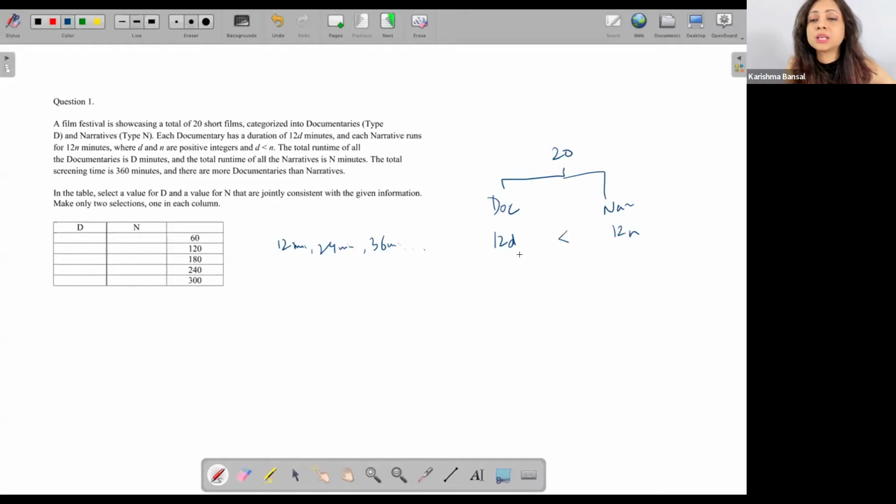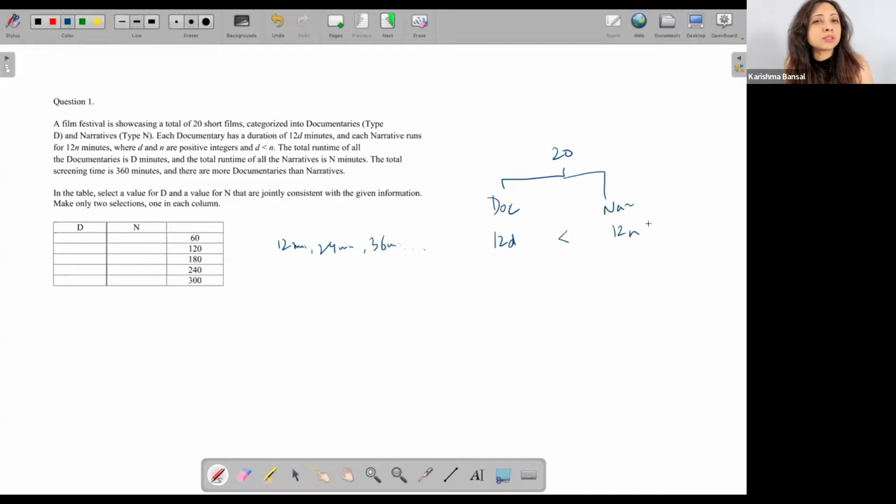So when I'm given that D and N are integers, my first thought is, all right, the duration of the movies is 12D and 12N. It means that the duration will be either 12 or 24 or 36, etc., of documentary as well as narratives, yeah? And of course, the duration of documentaries is smaller and narratives is longer.